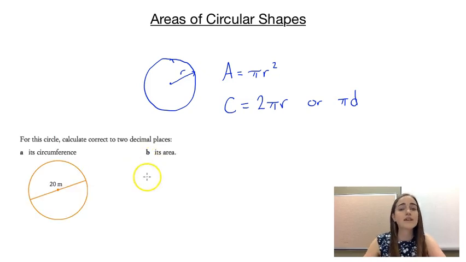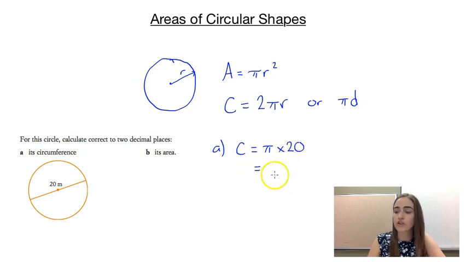Our first example says for this circle, calculate to 2 decimal places its circumference and its area. If we're looking at question A first, we're trying to find the circumference. Because we're already given the diameter, we may as well use this one. So pi times the diameter, so pi times 20. If we put that in our calculator and round it off to 2 decimal places, we're going to get 62.83 centimeters as the distance around the outside of that circle.